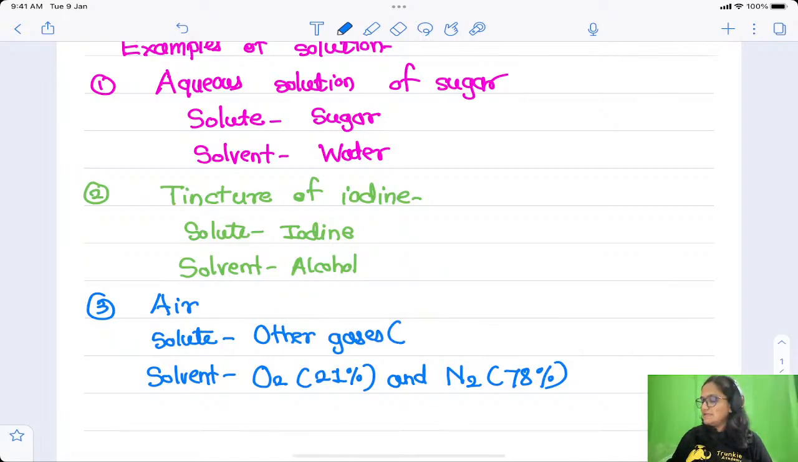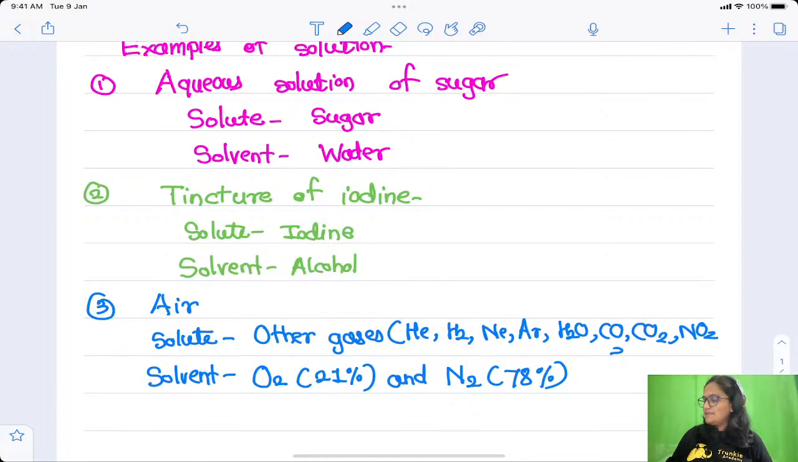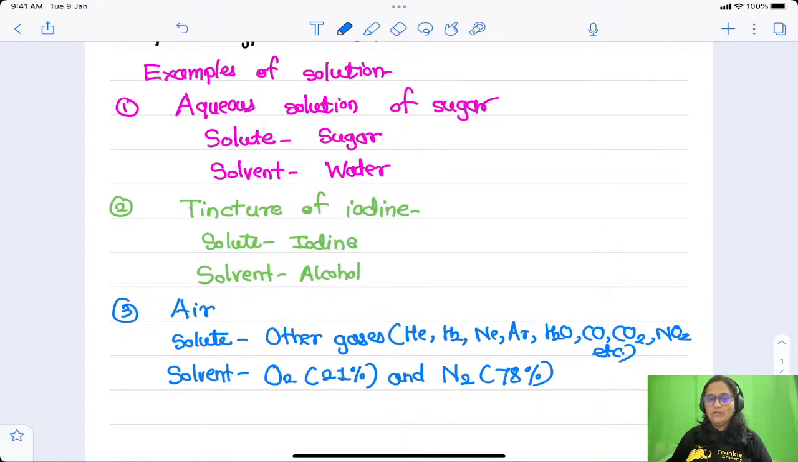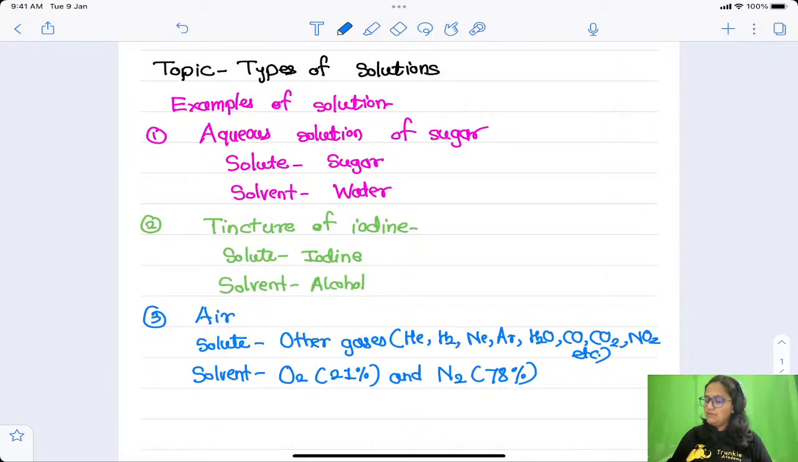What are the other gases? Helium, H2, neon, argon, then water vapor, carbon monoxide, carbon dioxide, nitrogen dioxide, etc. All these gases are nothing but the solute here, right? So these are the examples of different solutions. You can just take a screenshot of this page first of all.